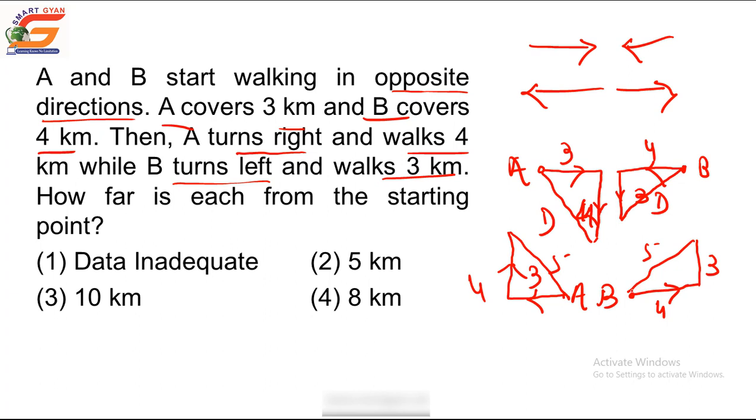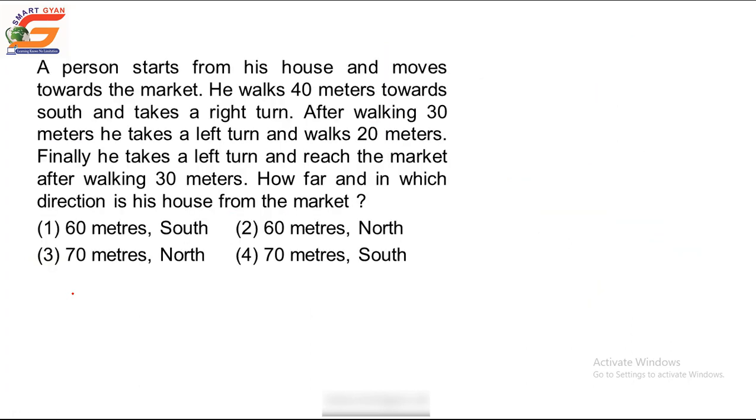Surprisingly, in all the cases the answer is 5. But to cheat you, two different situations are possible from the words opposite directions. As two directions are possible, our mind will take us to choice 1, data inadequate, but this is a wrong answer. It is 5 kilometers in both the cases. Let us take one more of this type.